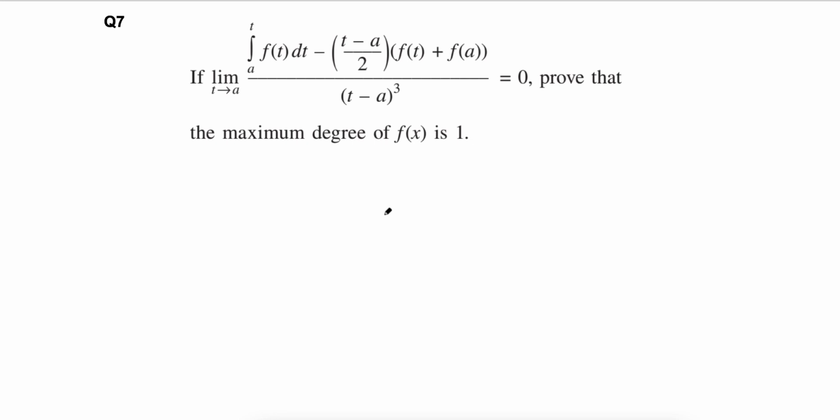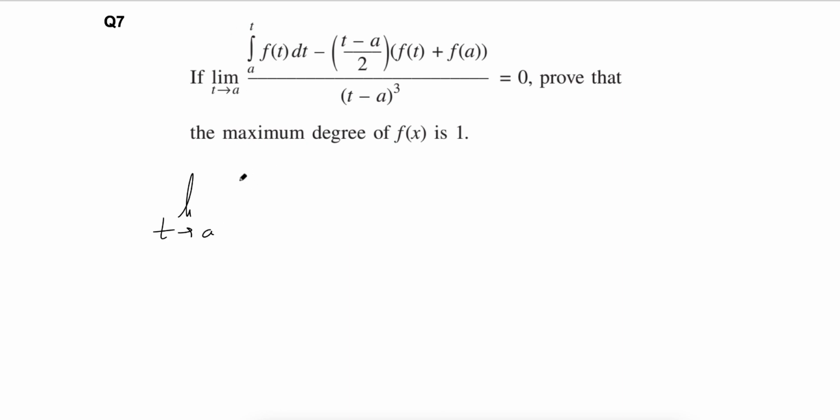Look at this question. Limit t approaches a. This limit value is given as 0. 0 by 0 form. So we can apply L'Hospital. So we will get limit t approaches a.